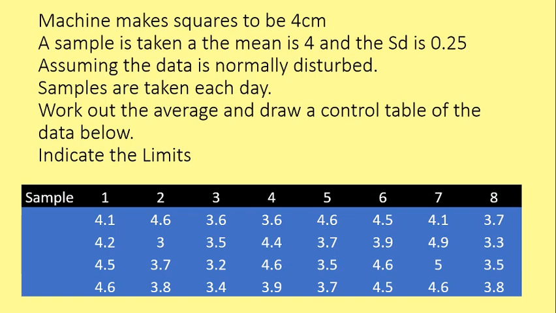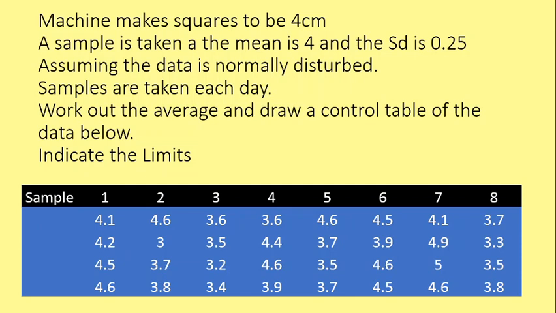So here's a question for you. A machine makes squares to be 4 centimeters. A sample is taken and the mean is 4, and the standard deviation is 0.25. Assume the data is normally distributed. Let's say the sample is taken each day. Work out the average and draw a control chart for the data below.